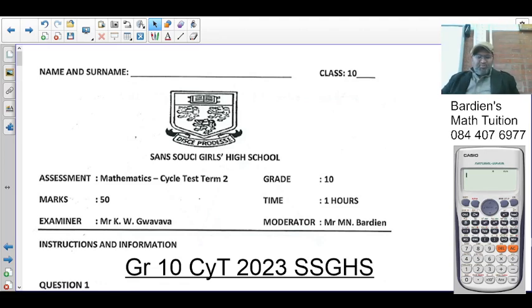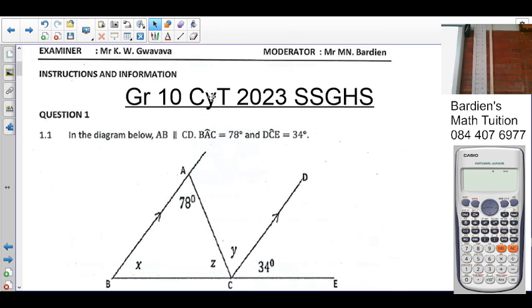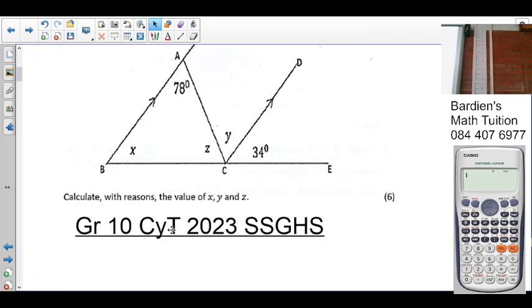So at this point you guys have gotten your scripts back. And now we're going to look at the memo quickly, okay? Starting from number 1. So the cycle test 2, term 2, 2023. There was a couple of instructions and information there. We don't need this for this purpose.